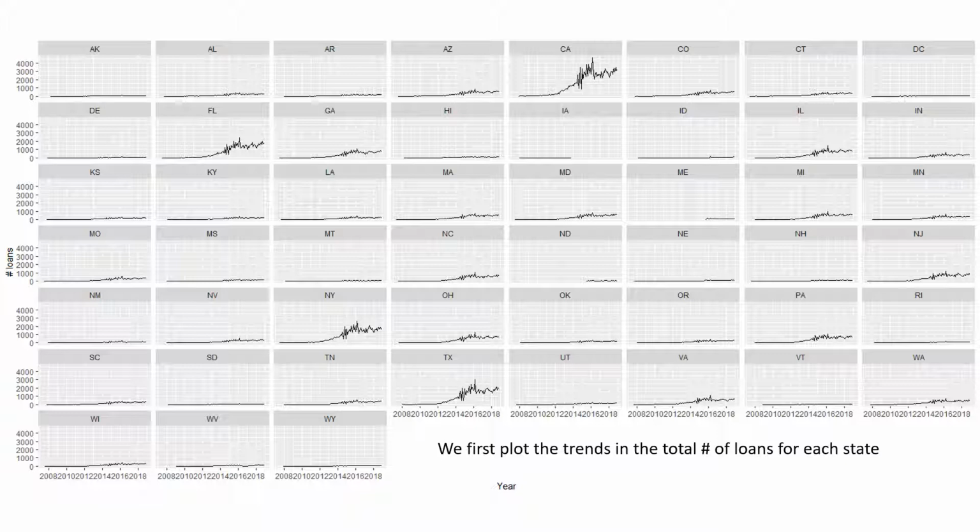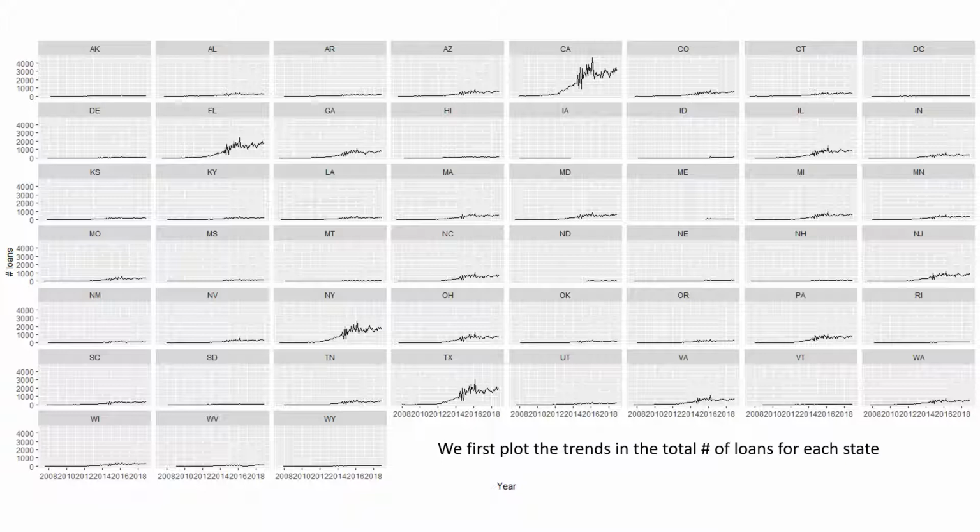Before we perform spatial-temporal clustering, we first plot the trends in the total number of loans for each state. As you can see from this figure, for states like California, Florida, New York, and Texas, there's an obvious increasing trend in the number of loans related to debt consolidation.